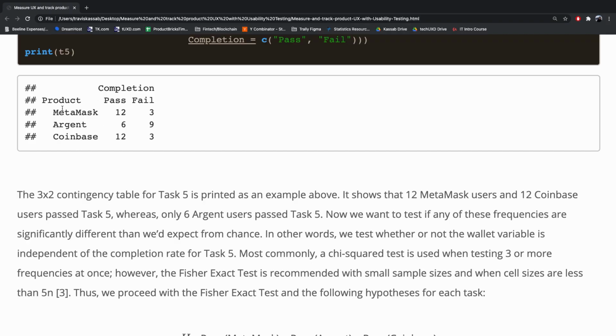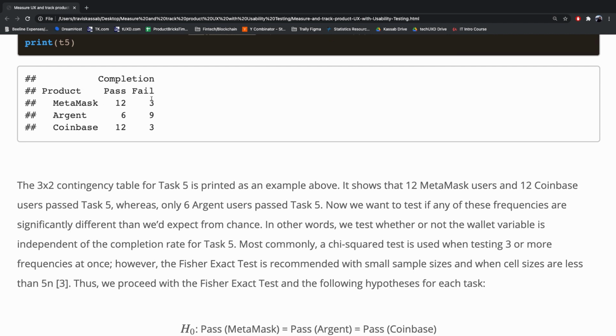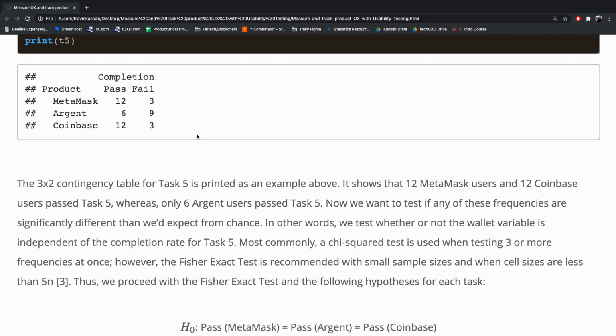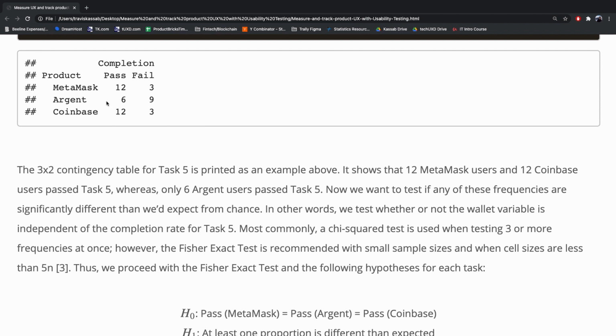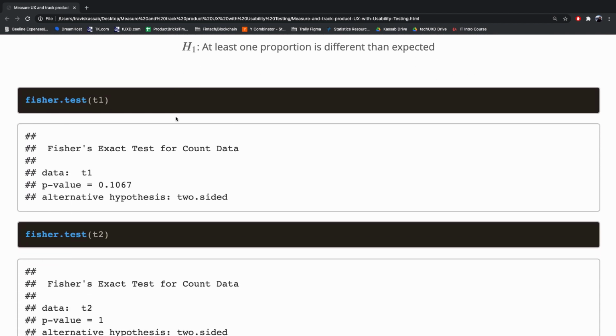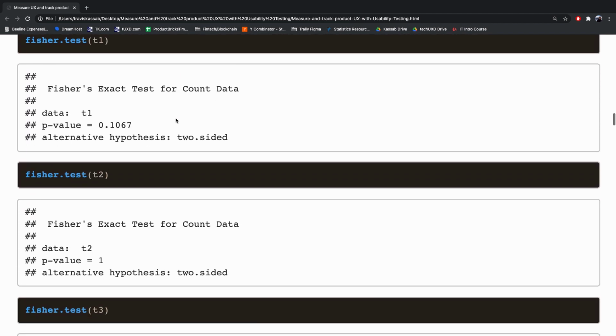So the Fisher exact test tells us whether or not the product variable is independent from the pass-fail variable. In other words, are these frequencies what we would expect if these two variables are independent of each other, right? Is the completion rate for task 5 independent of the product, or do all the products have relatively similar completion rates? Again, this is what stat testing does. It allows us to tell if there are differences between these products in terms of completion rate, true differences, and not just differences from noise in the sample.